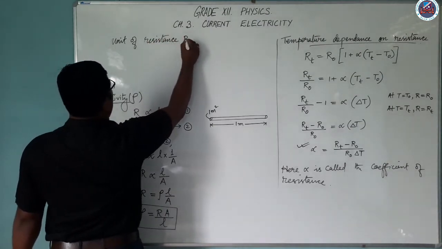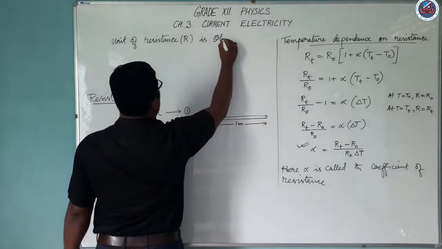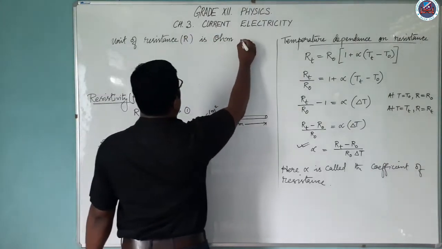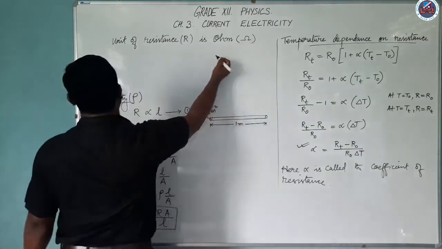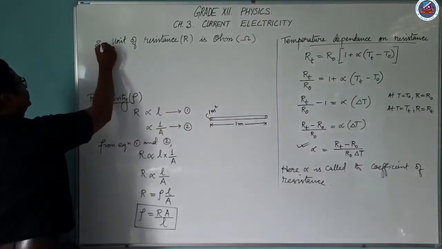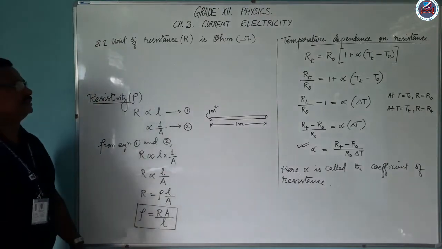Resistance is R. Unit is ohm. Symbolically, we write it as omega. This is a symbol for ohm. These are the SI units. I am talking about the SI unit of resistance.